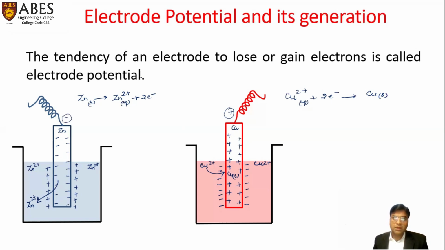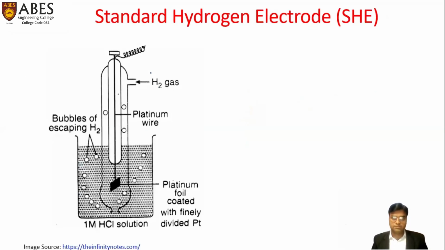So we have seen how electrode potential is generated. Now we shall see how it is measured. The electrode potential can be measured with the help of a potentiometer using a reference electrode. The potentiometer measures the difference in the potential between the given electrode and the reference electrode. There are several kinds of reference electrode available, but the most frequently used reference electrode is the standard hydrogen electrode.